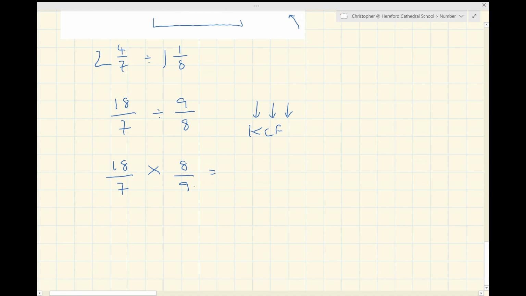Aha, just a minute. 9 and 18 have a common factor, don't they? 9 goes into them both. 9 goes into 9 once. 9 goes into 18 twice. Any more cancelling? No. So top times top, 2 times 8 is 16. Bottom times bottom, 7 times 1 is 7. 16 sevenths. How many wholes would that be with what left over? Well, 16 divided by 7 is 2 remainder 2, so it's 2 wholes and 2 sevenths.